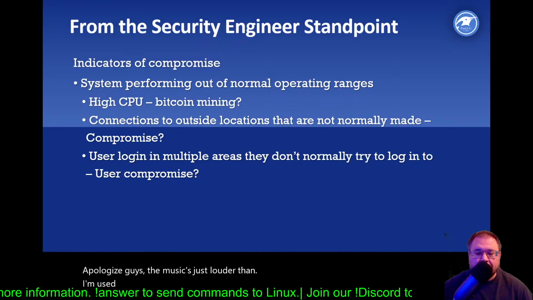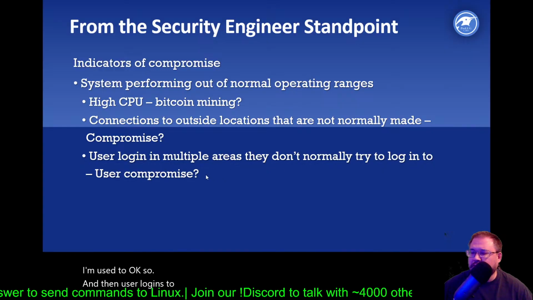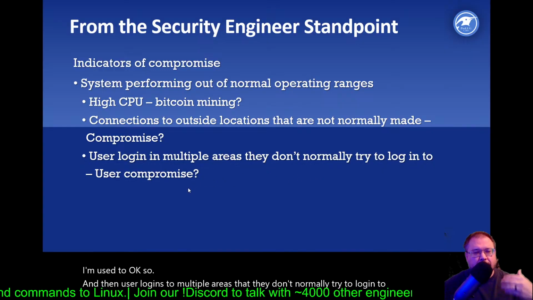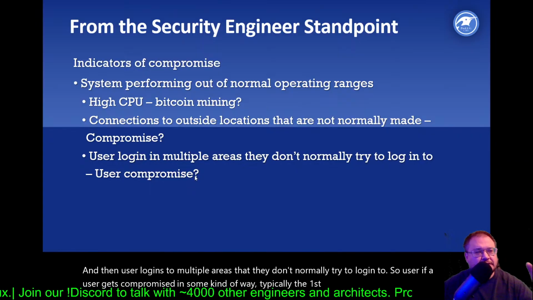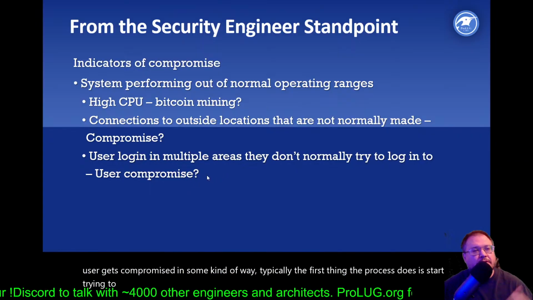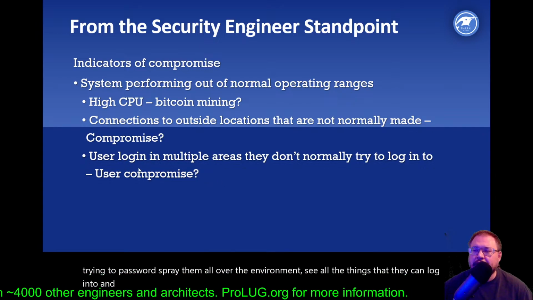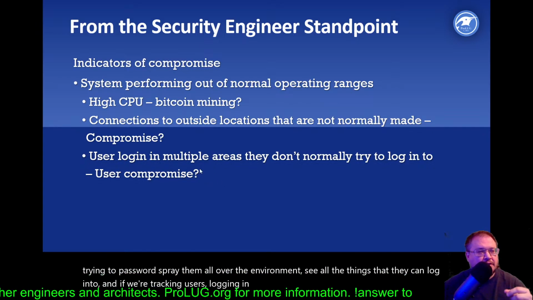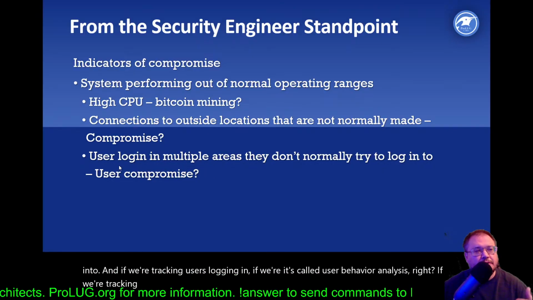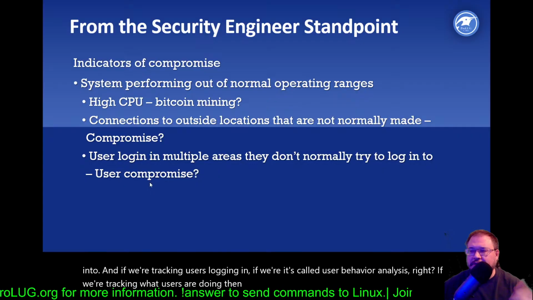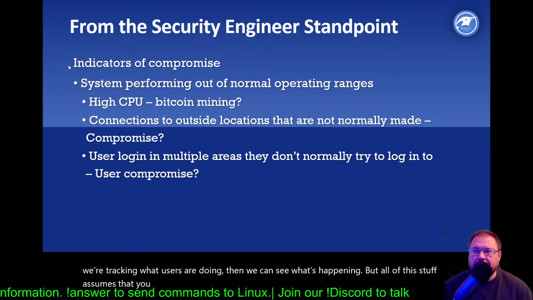Okay. And then user logins to multiple areas that they don't normally try to log into. If a user gets compromised in some kind of way, typically the first thing the process does is start trying to password spray them all over the environment, to see all the things that they can log into. And if we're tracking users logging in, it's called user behavior analysis, right? If we're tracking what users are doing, then we can see what's happening. But all of this assumes that you have things in place to monitor, right?